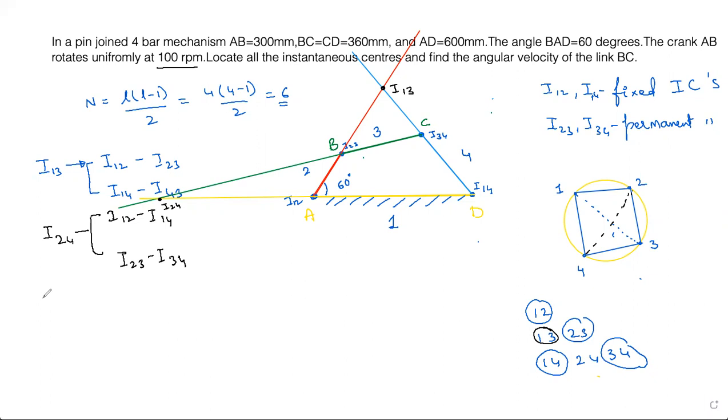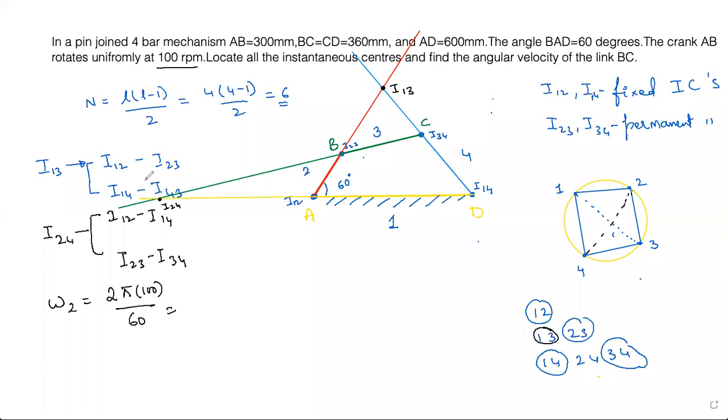So I can find out many things, right? Firstly, I can find out omega 2, which is angular velocity of crank, 2 pi into N by 60. So you got the answer as 10.47 radians per second. So now I have omega 2, right? Now if anyone asks me to find out the angular velocity of link 3, that is what they have asked, right? Angular velocity of BC, which is link 3.